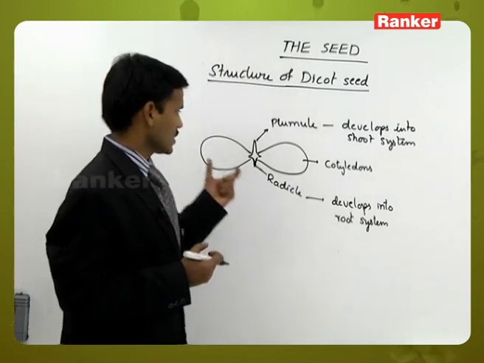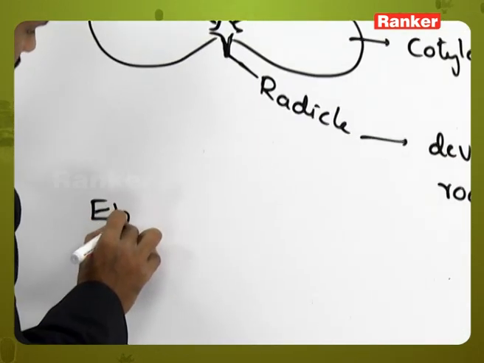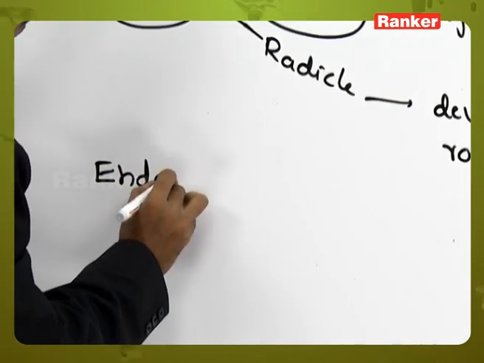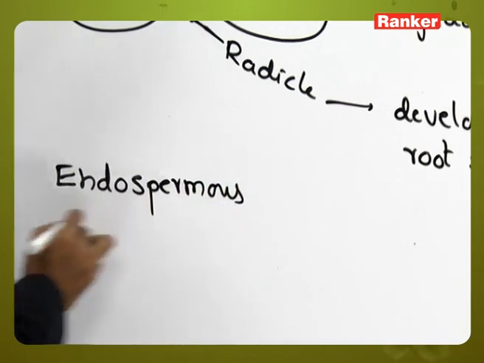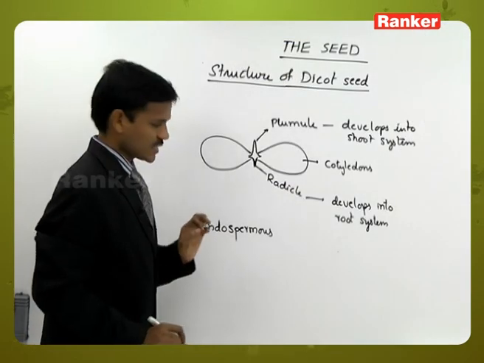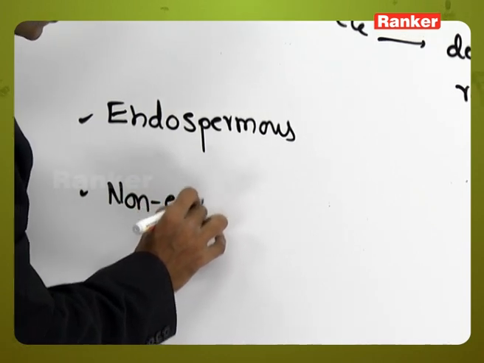Sometimes in the seed endosperm is present, sometimes it is absent. If the endosperm is present, the seeds are called endospermous seeds. And if the endosperm is absent, they are non-endospermous seeds.